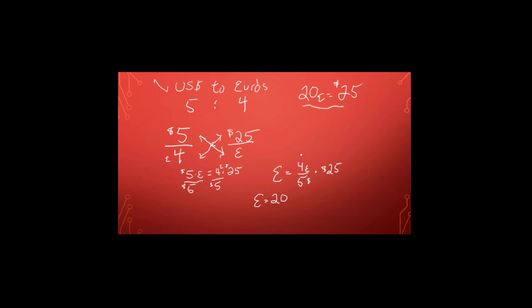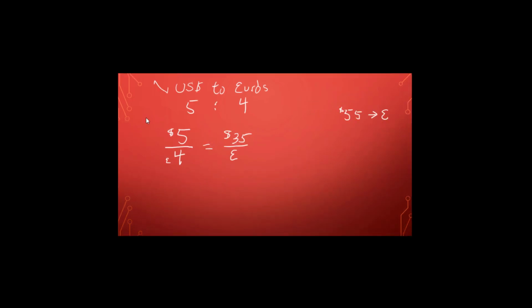But notice what I have here. That's the result of my cross multiplying and dividing and working it through. I basically have euros equals 4/5 times the number of dollars that I was trying to convert. So it's a little confusing, don't worry about it. We'll go over it again.